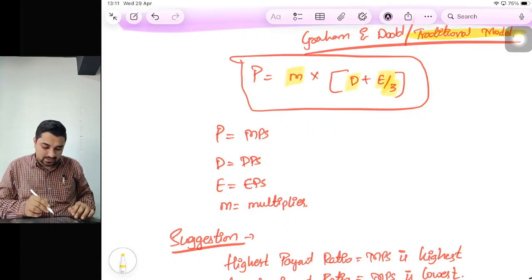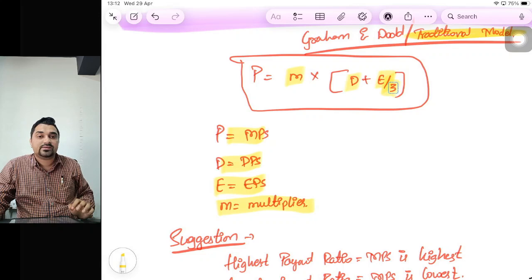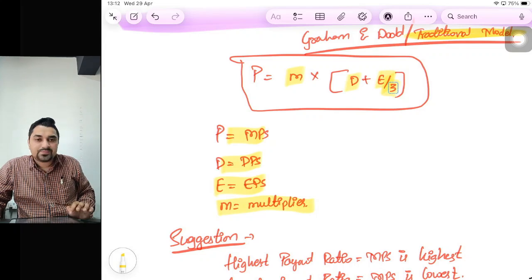So what is P? P is market price per share, D is dividend per share, E is earning per share. What is this M? M is a multiplier. It is an arbitrary figure given in the question. The derivation of this figure is out of syllabus. So don't worry, M will be given in the question. So how do you calculate?